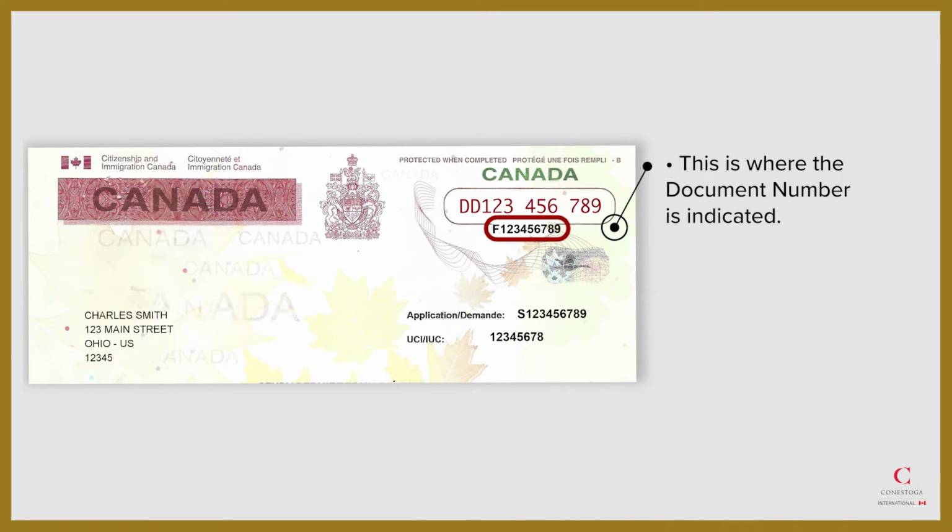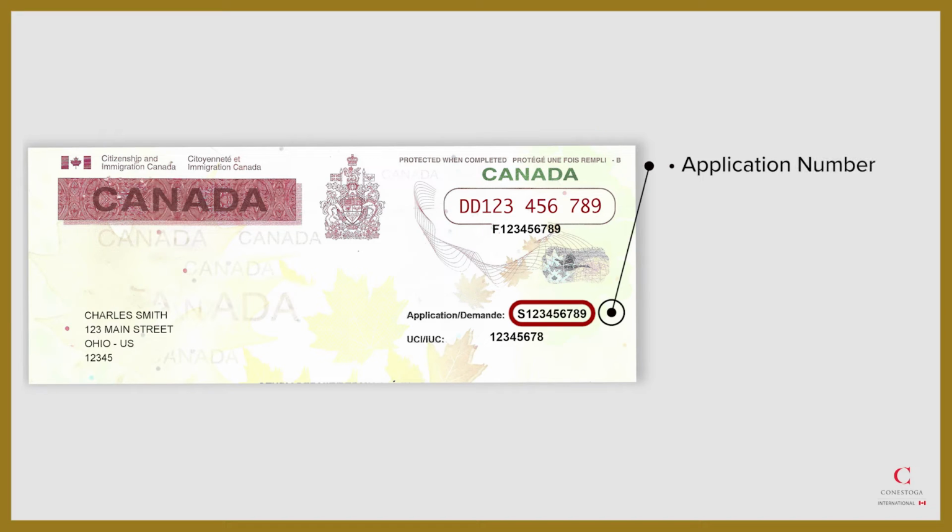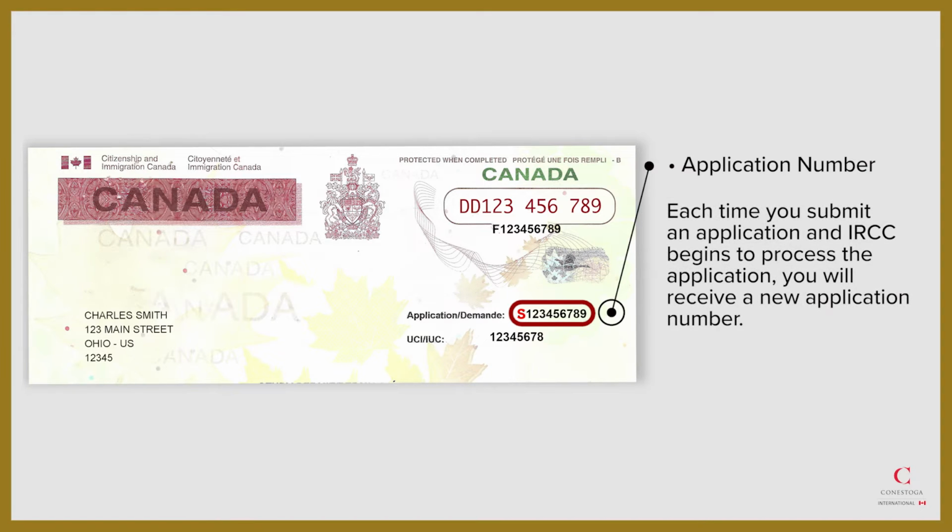This is where the document number is indicated. That starts with the letter F. Each study permit will have a document number associated to you specifically. This is the application number that starts with the letter S. Each time you submit an application and IRCC begins to process the application, you will receive a new application number. All of the documents that relate to the same application will have the same application number. If you have different applications to IRCC, you will have different application numbers.